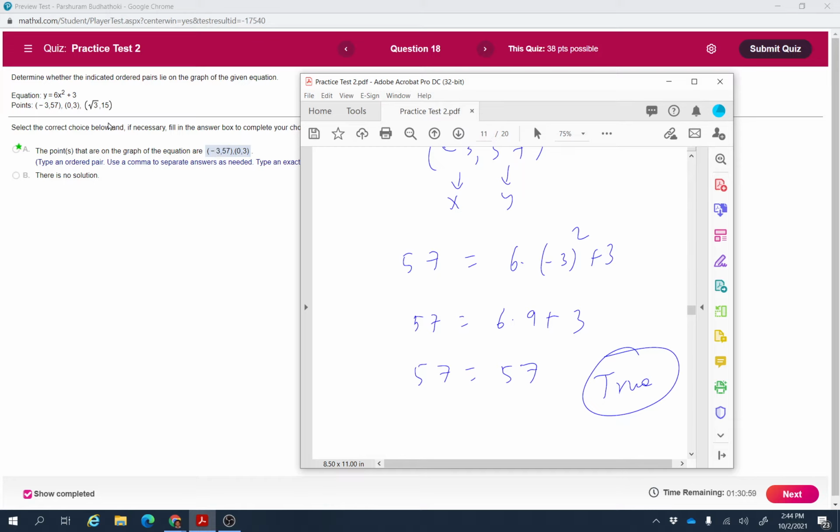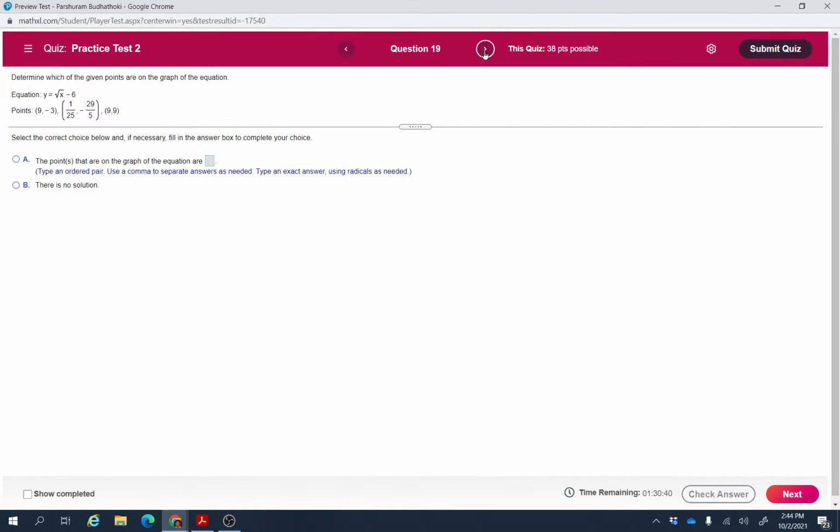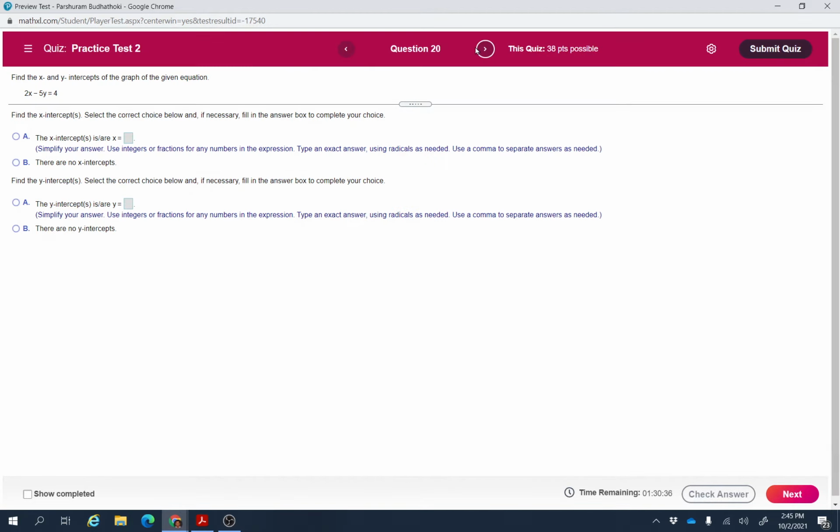So as you can see, the second point also lies on the graph, but the third point does not. If you plug x equal square root of 3 here and y equal 15 here, that will not give you a true statement like this. I will leave this to you to check the rest of these 2 points. Okay, very similar question. I'm going to skip it. Okay, find the x and y intercept.